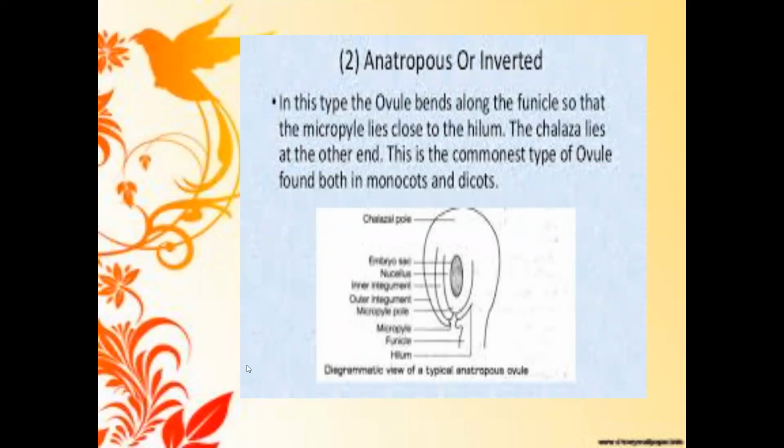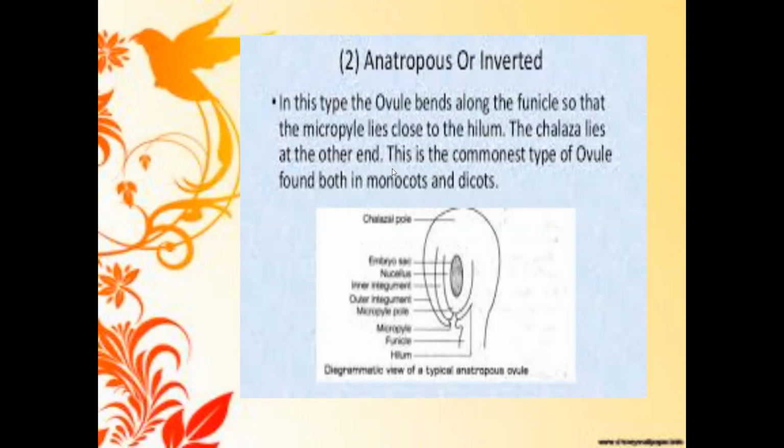The body of the ovule is completely curved back, a 180 degree curvature. So the micropyle comes nearer to the funicle. Micropyle, embryo sac, and chalaza will be lying in the same line. That is, in this type the ovule bends along the funicle so that the micropyle lies close to the hilum. The chalaza lies at the other end.